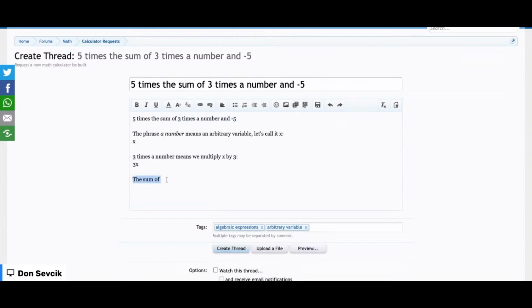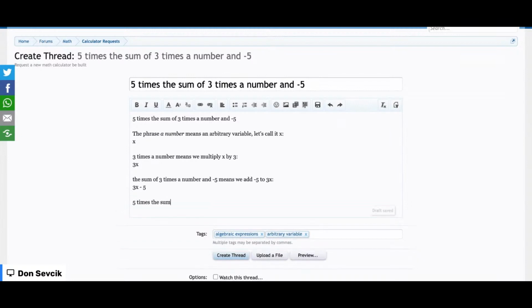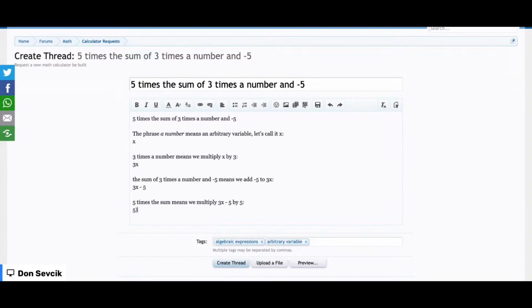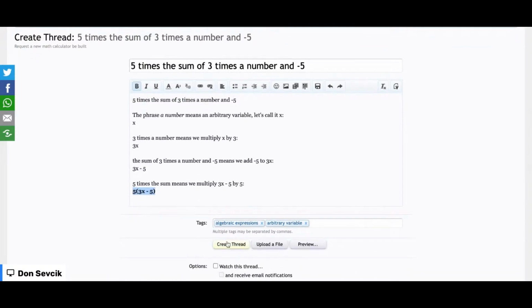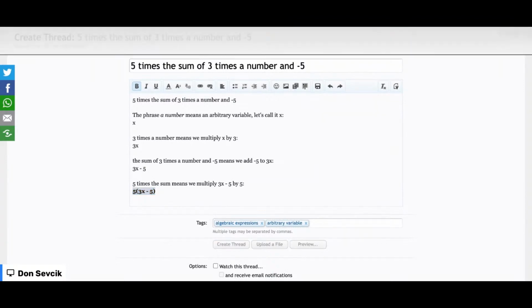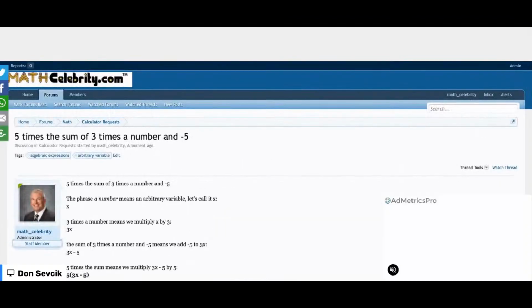Take this out piecewise. The sum of 3x and 5 means we subtract, or add negative 5 to 3x. And finally, 5 times the sum means we multiply 3x minus 5 by 5. Because we're multiplying a term, we have to add the parentheses because 5 is multiplied by the entire term. And so that is our final algebraic expression. All right, moving on.